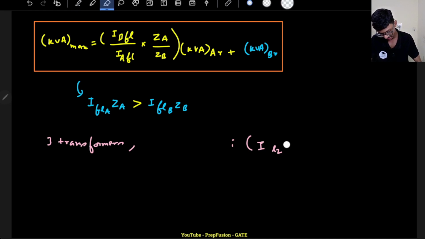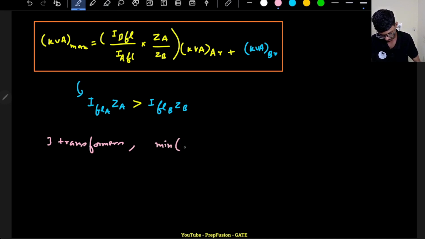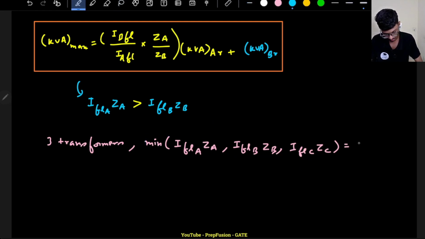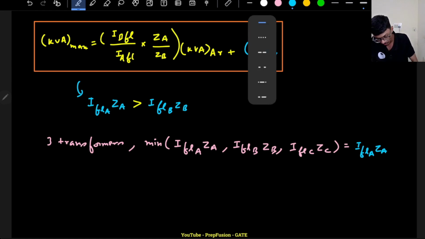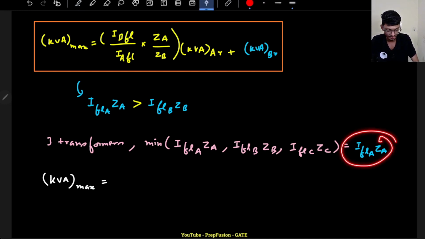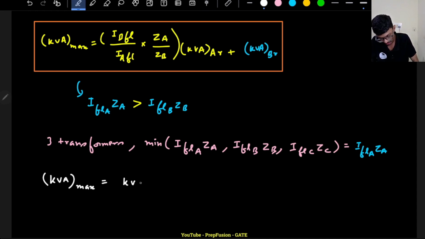So basically, I can write it like this: the minimum of IFL A into ZA, IFL B into ZB, IFL C into ZC is equal to that of transformer A only, because it reaches the rated condition first, IFL A into ZA. So what will be the maximum kVA that I can transfer without overloading any of the transformers? Of course, if this is the minimum, that means transformer A is reaching the rated condition first. So the kVA by transformer A will be kVA AR simply.